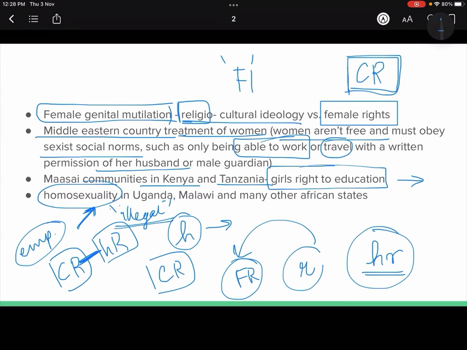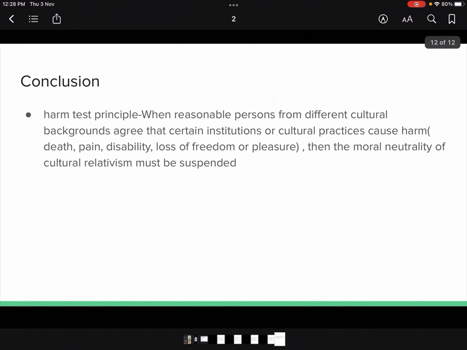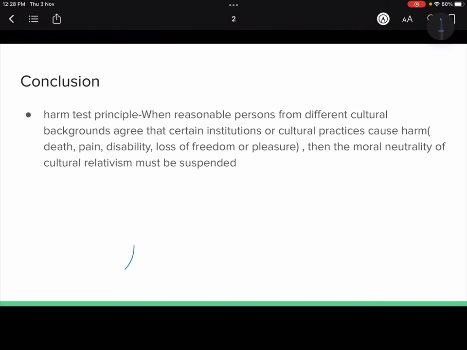So we need to make a very fine balance as to where human rights should be respected irrespective of cultural relativism. That means, how far you have to practice cultural relativism, you need to create a fine balance, and for that you can write in the conclusion that you can come out with a certain harm test principle kind of a thing. What is a harm test principle?